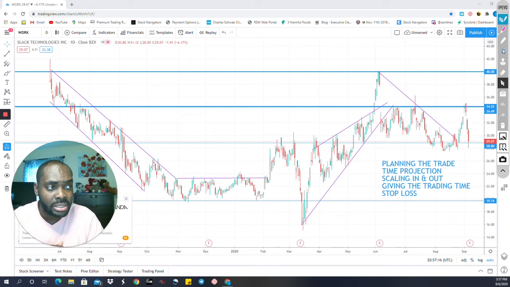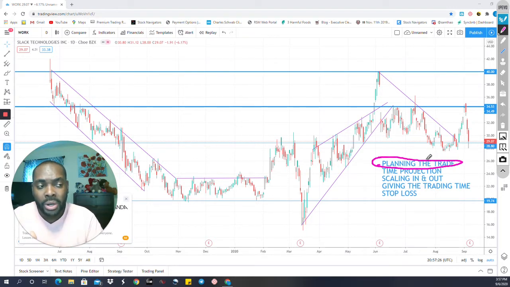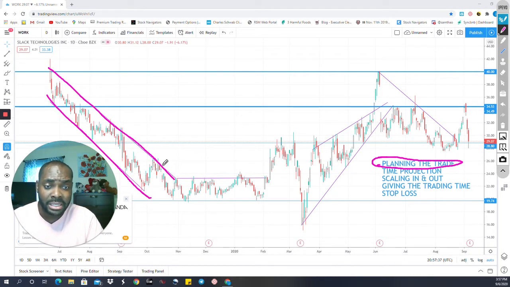All right, so number one, the first thing that I normally do is plan my trades. All right, how do you plan a trade? Well, in order to plan a trade, guys, the first thing you have to do is pull up the chart and find out what exactly the price action is doing. That is the first thing that you have to identify in order to start planning out a trade.